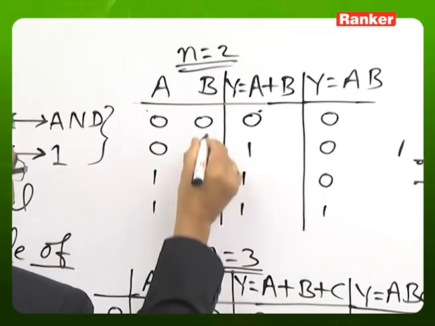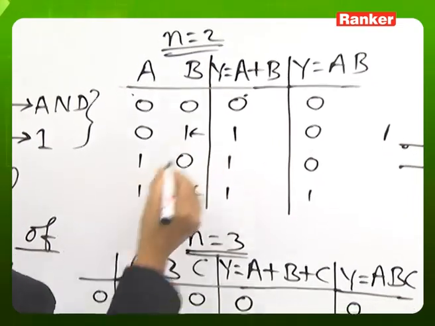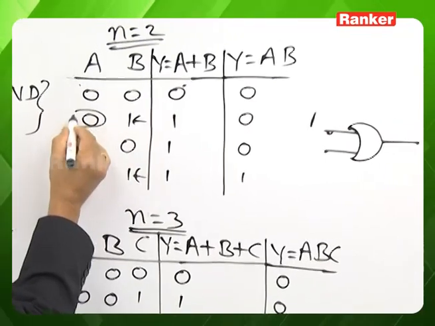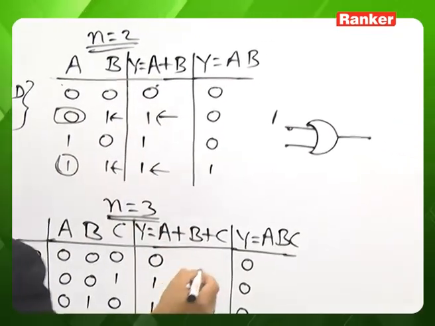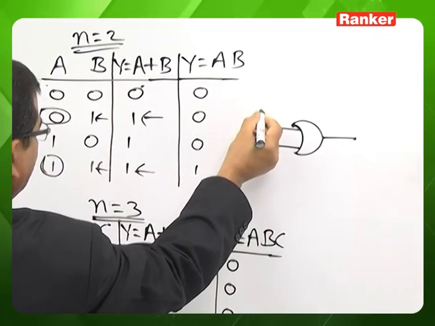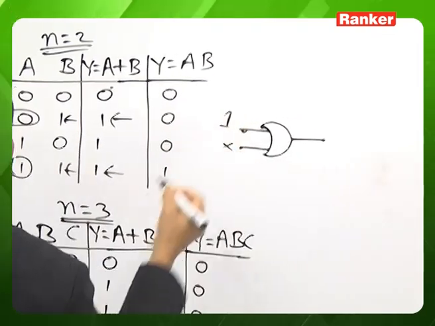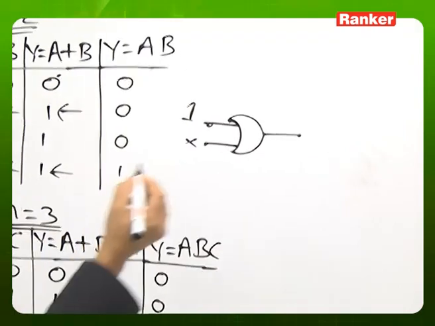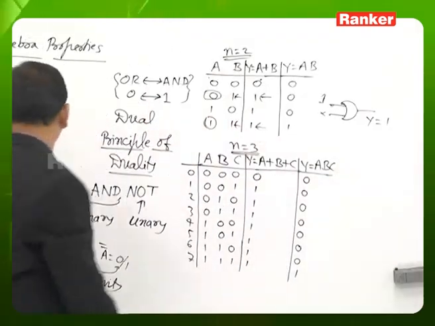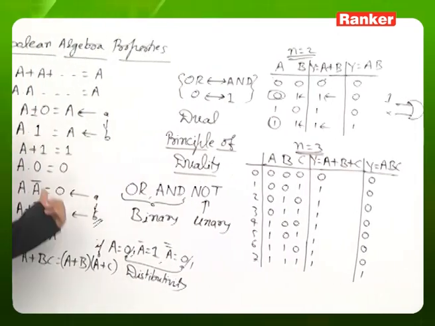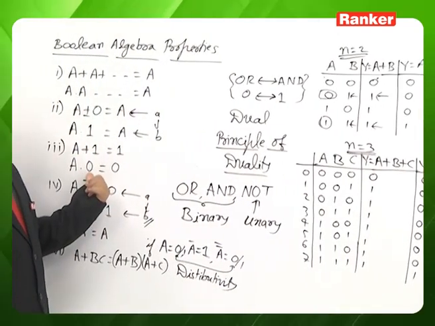So if we have B is 1, A may be 0 or A may be 1, we have a result of 1. So while one of the variables is 1, the other variable may be anything, the result is 1. Similarly, we want to see the proof for this relation.